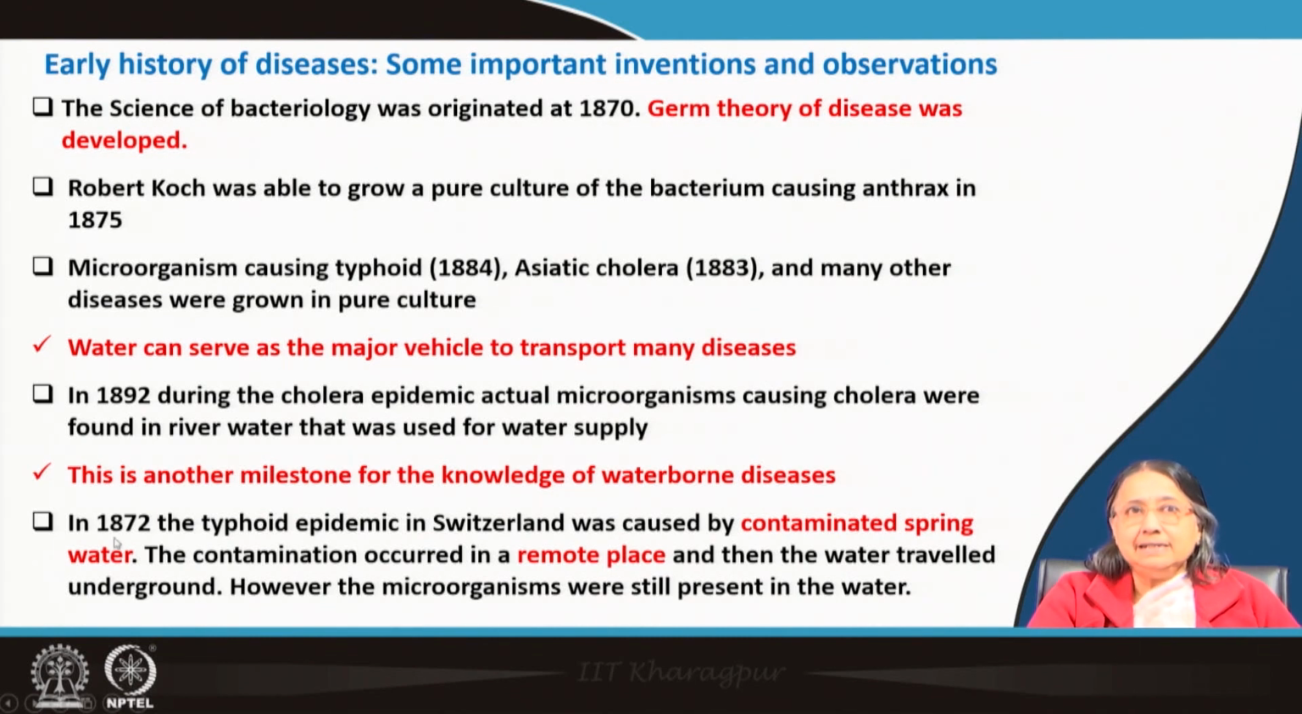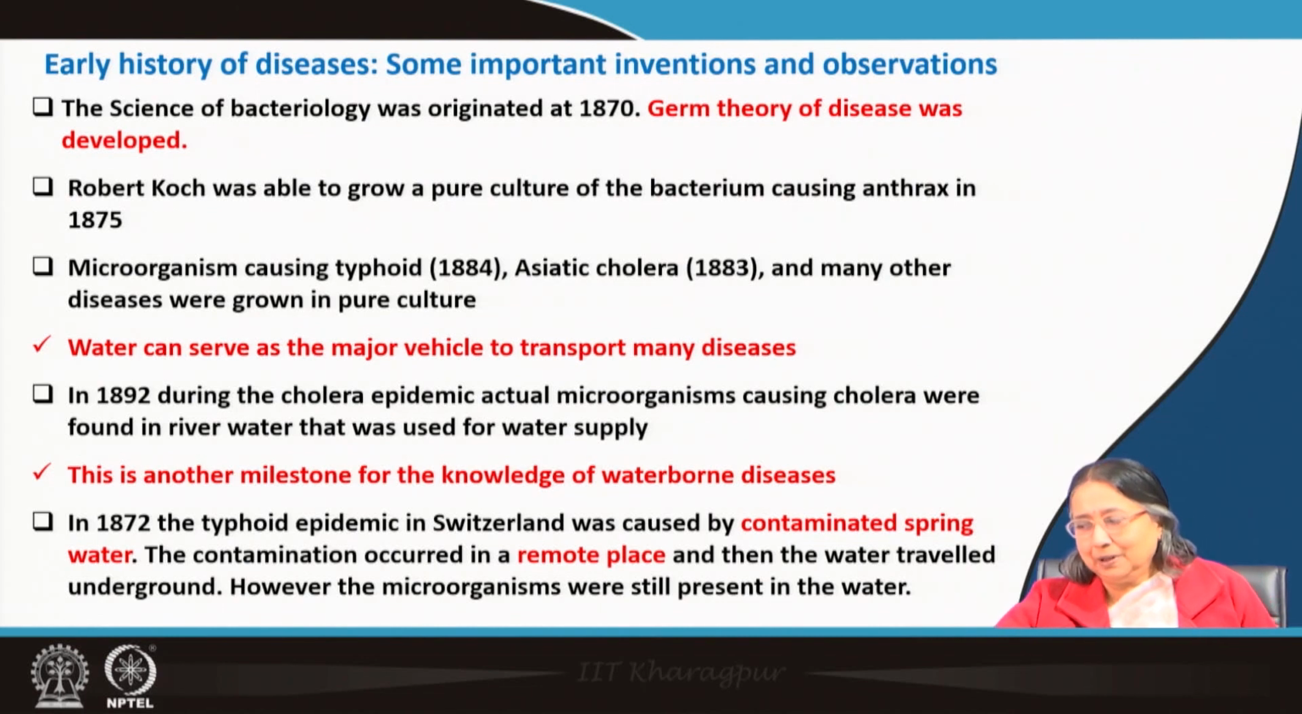In 1872, the typhoid epidemic in Switzerland was caused by contaminated spring water, and the contamination occurred in a remote place, and then the water travelled underground. However, the microorganisms were still present in the water. So, even if the contamination source is far away, it is still carried and then it contaminates the water. These are also very important observations.